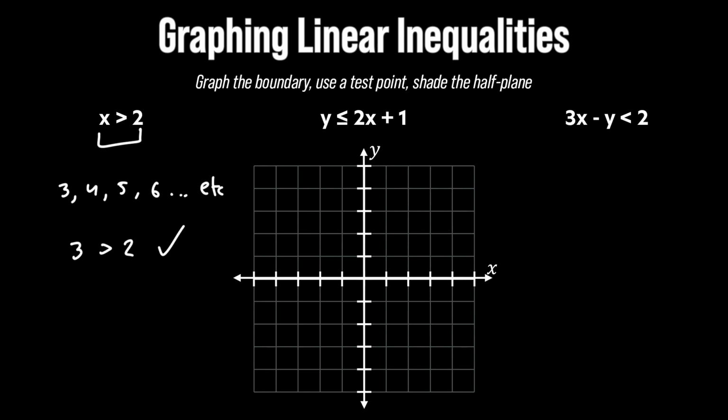Now for the second one, we're already given it in slope-intercept form. We have y is less than or equal to 2x plus 1. Where's the y-intercept? It's at 1 here. Let's put a point at the y-intercept. And the graph increases with a slope of 2.